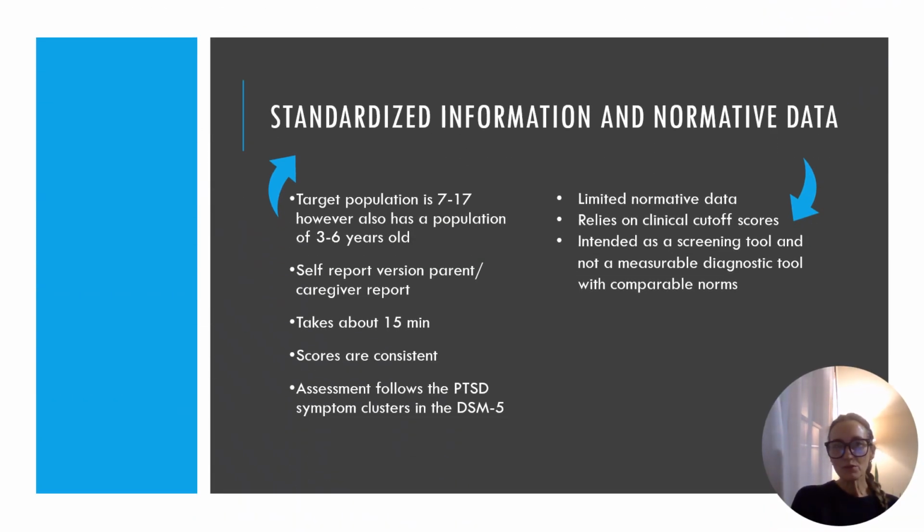In regards to standardized information and normative data, CATS assessments across cultures all target 2 age groups, 7 to 17 and 3 to 6. Questions are consistent and given in a self-report along with a caregiver version. All assessments follow the DSM-5 and are consistent with symptomology. So there is standardized administration and scoring. This assessment is a screening tool, so the data does not measure in percentages or rankings. It is based off of cutoff scores.